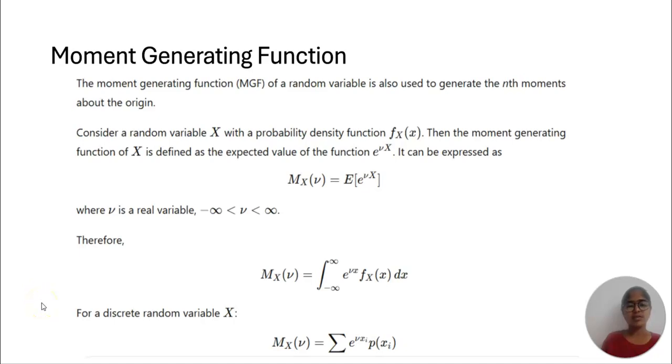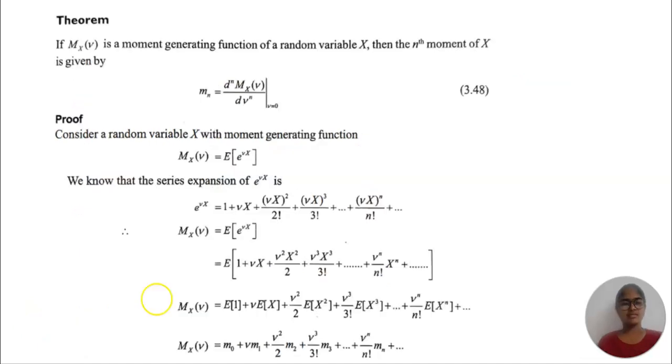For the discrete random variable x, M x of v equal to sigma i equal to 1 to n of e power v x i into p of x i. Theorem for the moment generating function: if M x of v is the moment generating function of a random variable x, then the nth moment of x is given by m n equal to d power n M x of v by d v power n, at v equal to 0.